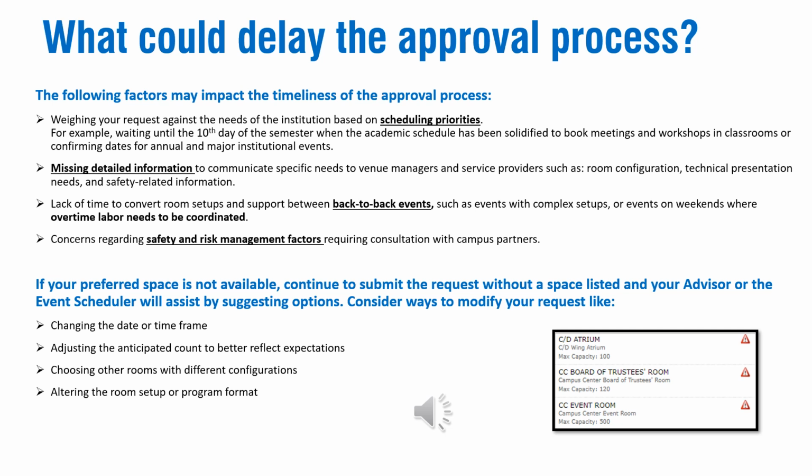If your preferred space is not available, continue to submit the request without a space listed, and your advisor or the event scheduler will assist by suggesting options. Consider ways to modify your request, like changing the date or time frame, adjusting the anticipated count to better reflect expectations, choosing other rooms with different configurations, altering the room setup or program format.